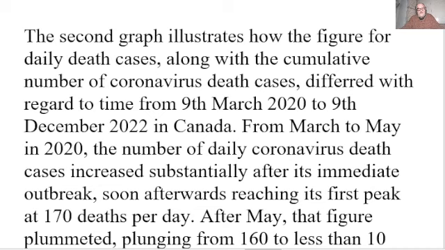The second graph illustrates how the figures for daily death cases, along with the cumulative number of coronavirus death cases, differed with regard to time from 9th March 2020 to 9th December 22 in Canada. Okay, the first thing I would say is I would lose this word cases.